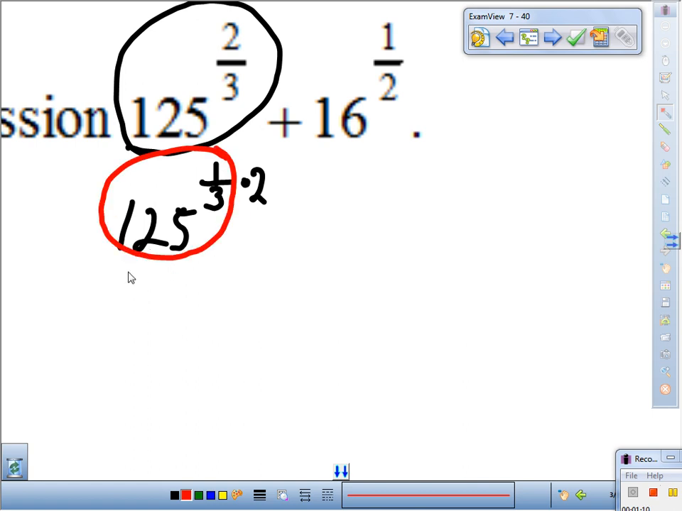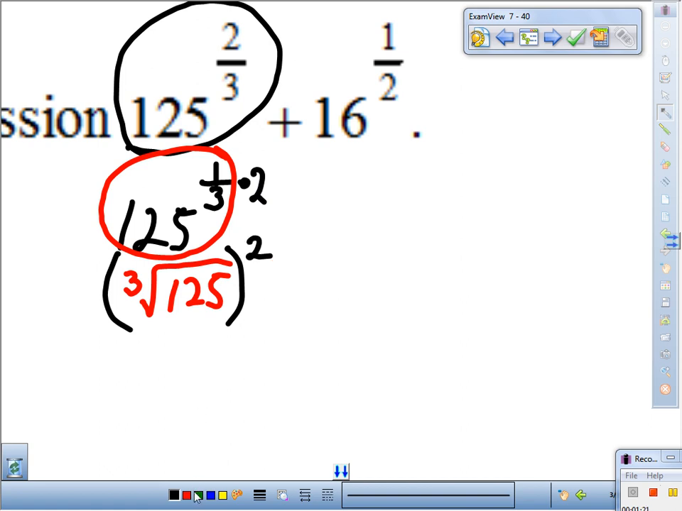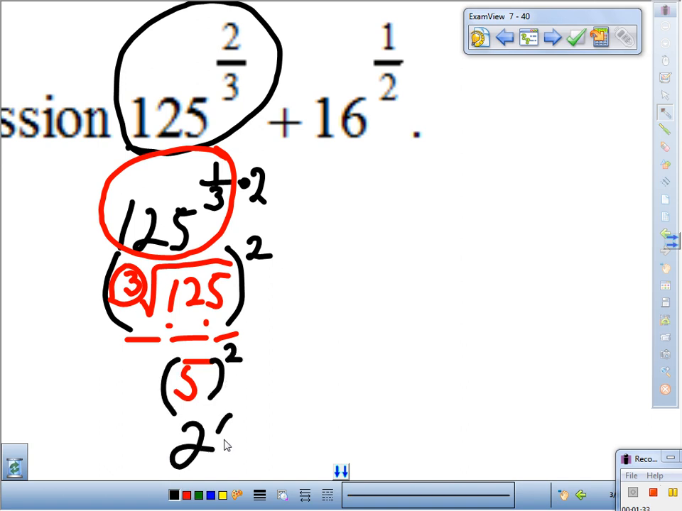Can we rewrite that? Yes, that is the cube root of 125. The multiplication sign reminds us that we need to do this to the second power. Therefore, what number times itself 3 times gives me 125? 5. Bring down the exponent of 2. What is 5 squared? 25.